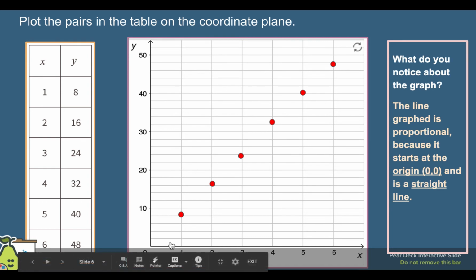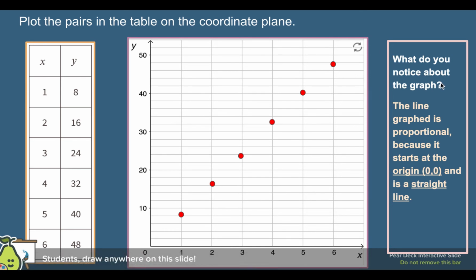It's going to go through the origin, and it's going to create a straight line for us. So please remember those two things. What do we notice about this graph is that it's proportional because it starts at the origin and is a straight line.